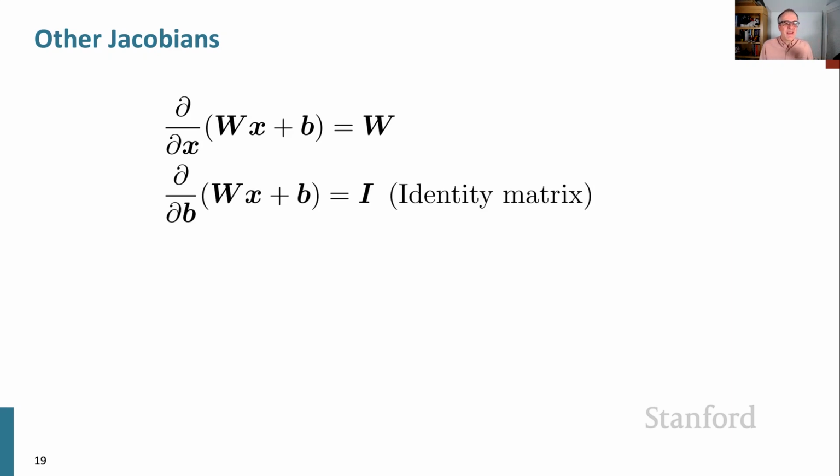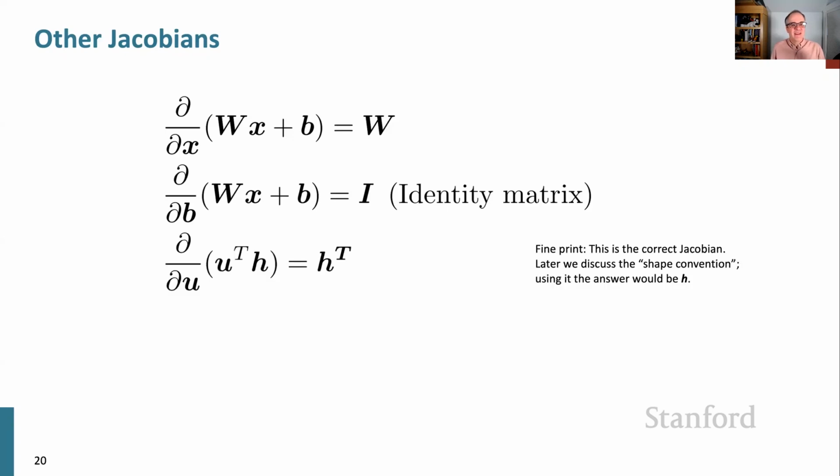So similarly, if we take the partial derivative with respect to b of Wx plus b, we get out the identity matrix. Okay, then one other Jacobian that we mentioned in the first lecture, while working through Word2Vec, is if you have the dot product of two vectors, i.e. that's a number, then the partial derivative of u^T h with respect to u is h transpose.